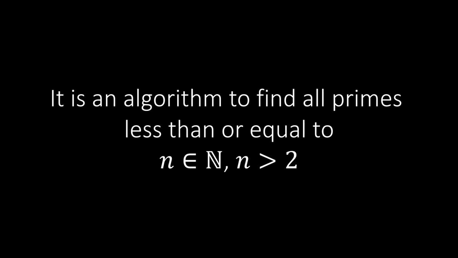Now, what is the Sieve of Eratosthenes? In general, it is an algorithm to find all primes less than or equal to some natural number n, and the natural number will be bigger than 2. The reason for that is because if n is less than or equal to 2, then it's just trivial to find that list. And always we are looking for positive prime numbers in all these cases.